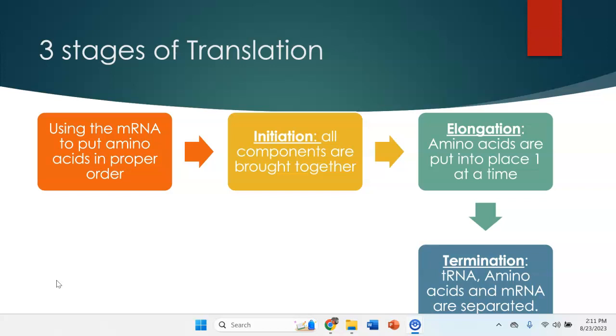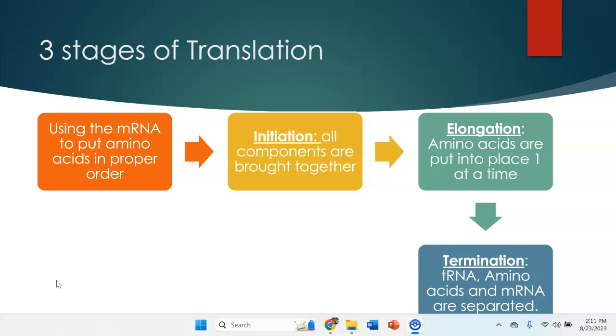So there are basically 3 stages to translation. Number 1 is initiation, so all of the components are going to be brought together. This is going to be the ribosome, the transfer RNA, and the amino acids. Those are the 3 main components. The second is elongation, so amino acids will be put into place one at a time, and it's going to use the messenger RNA as a code to do that. It'll kind of lock it into place.